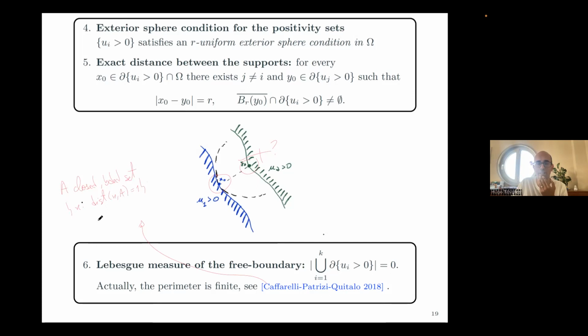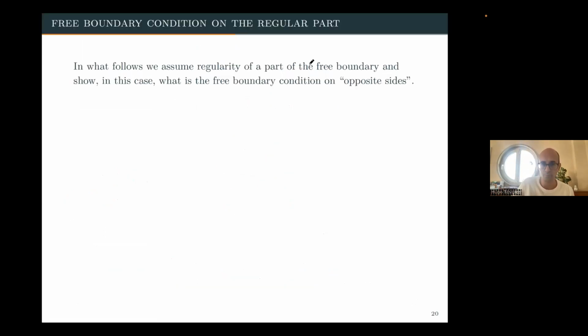Basically, what they do is they look at the distance function. They are a sub-solution in the viscosity sense of a certain problem, and then they do some computations that can prove that the perimeter is finite. So actually, the best we can say is that the perimeter is finite. Then, what is the free boundary condition? This is my favorite part, I must confess.